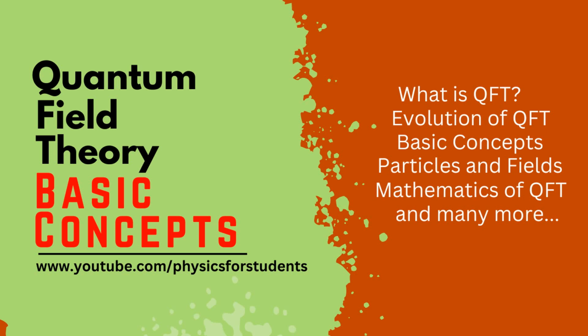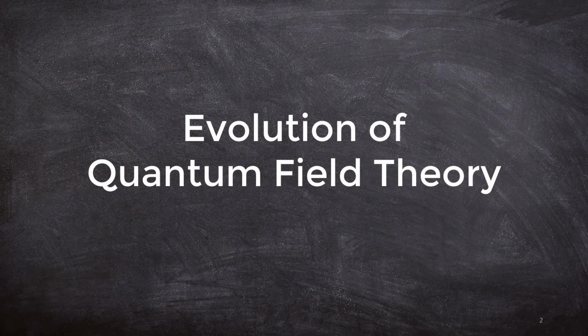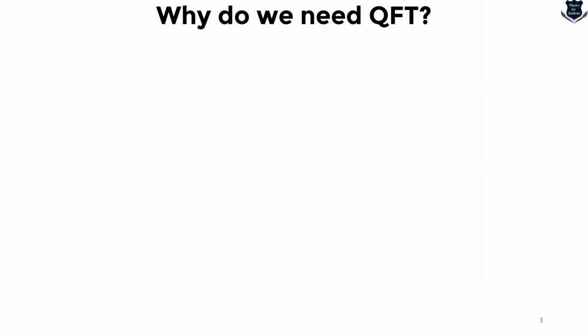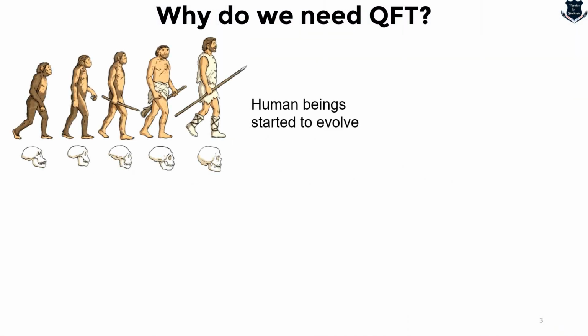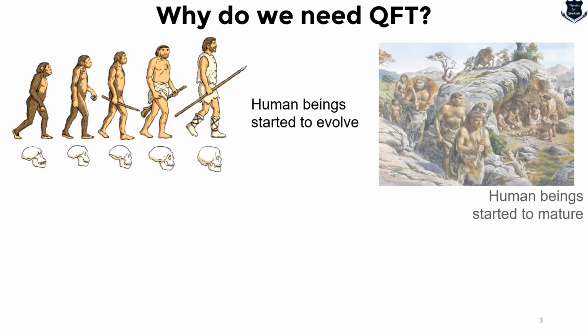Before we go ahead and go deep into the complicated mathematics and concepts of quantum field theory, it is essential for all of us to know how a system evolves, or how the entire quantum field theory evolved. And this is what is called the evolution of quantum field theory. As you see here on the screen, when human beings started to evolve from ape men, we started to grow and evolve to the modern human being.